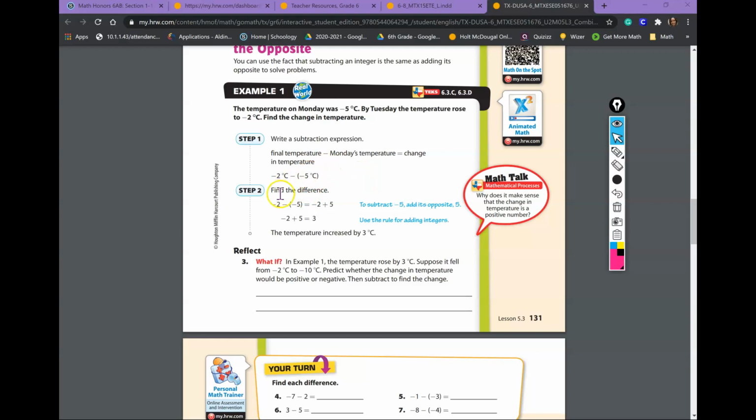Now look, we are subtracting integers because of our subtraction sign. So we need to find the difference. Now in order to do that, we need to add the opposite. So another way you can think of this is add a line and change the sign. So instead of a negative sign, it's now going to be a positive sign. Or it's going to look like -2 plus +5.